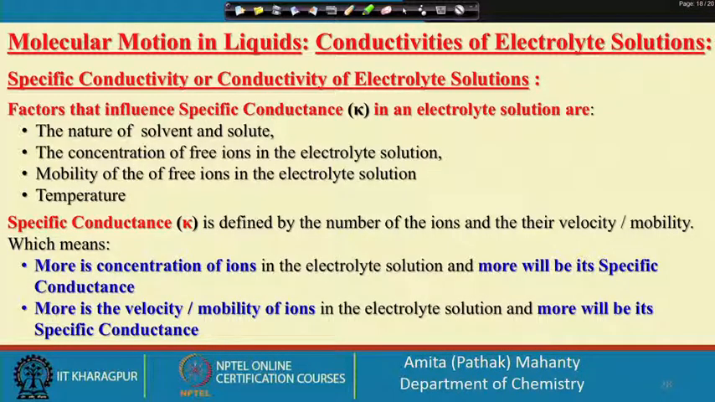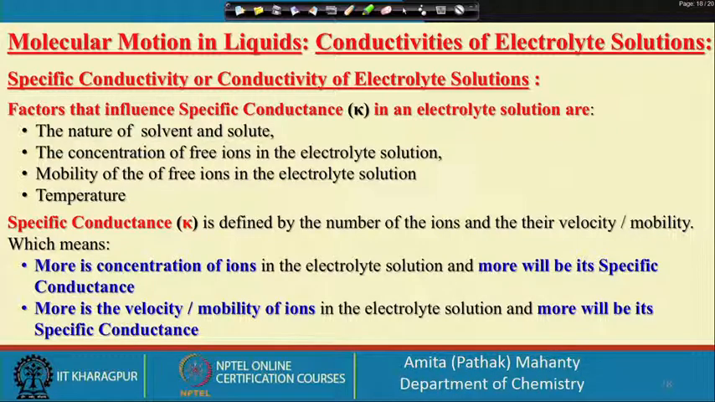The type of solute, which is the electrolyte, is now dissolved in whatever solvent you are taking. Let us say you are taking water. Then once you have dissolved that, what is the concentration? How much of the ions are in the solution, available from the solute? Obviously, that will depend on the type of solute you are using. So, if the number of ions generated from the solute is higher, the specific conductance will be higher, the kappa value will be higher.